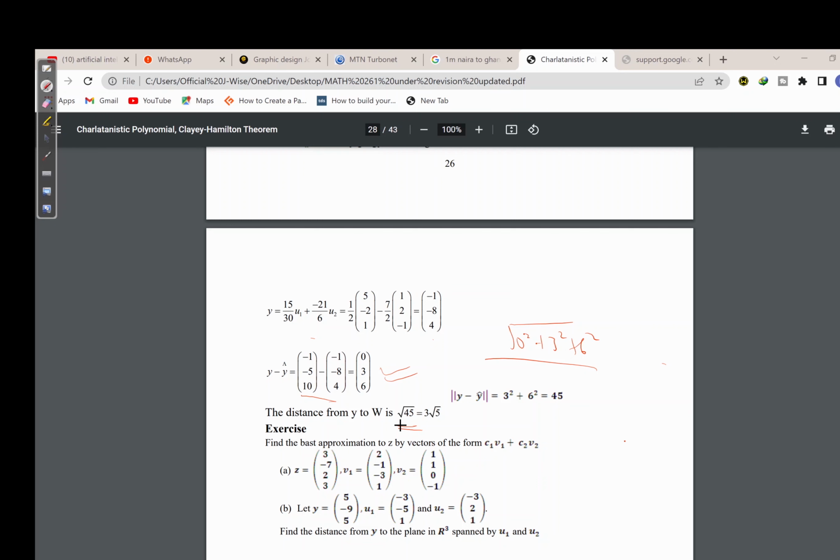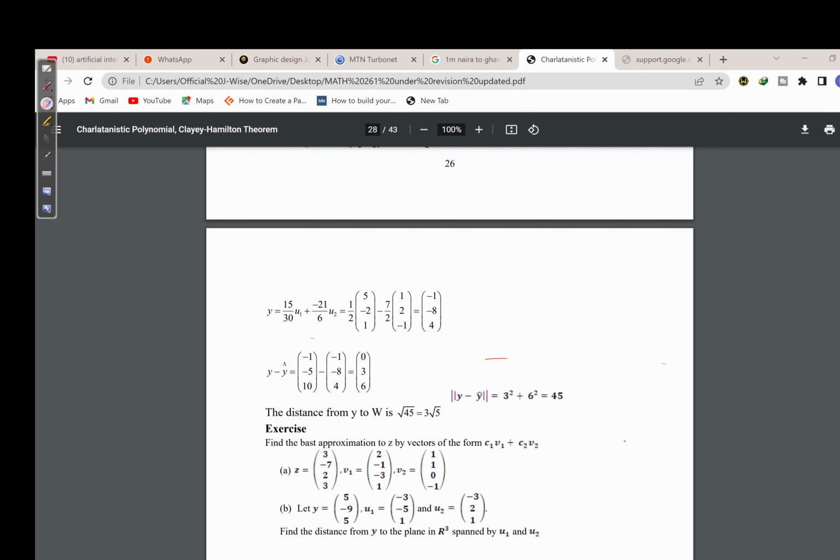And square root of 9 is 3. So we get 3 root 5 units. Okay, 3 root 5 units. Now let's try our hands on this exercise.